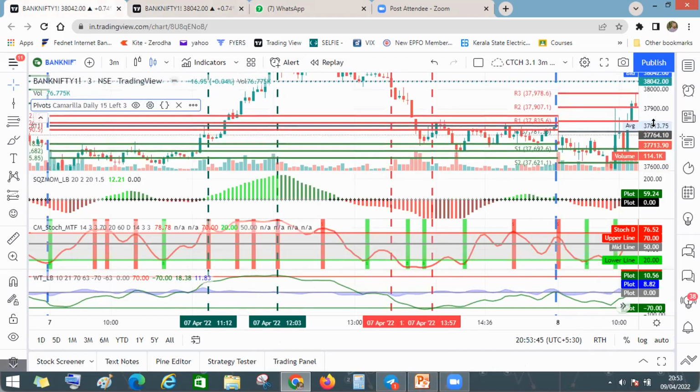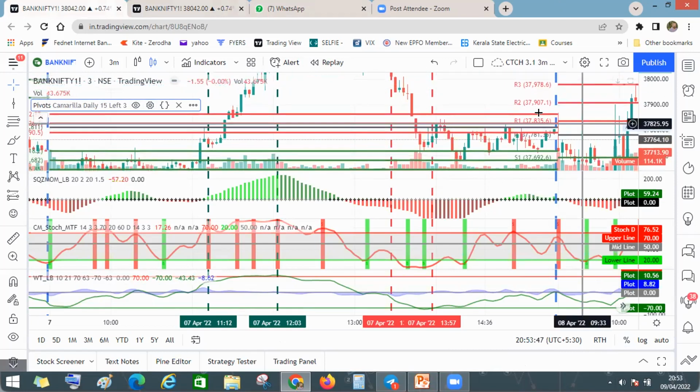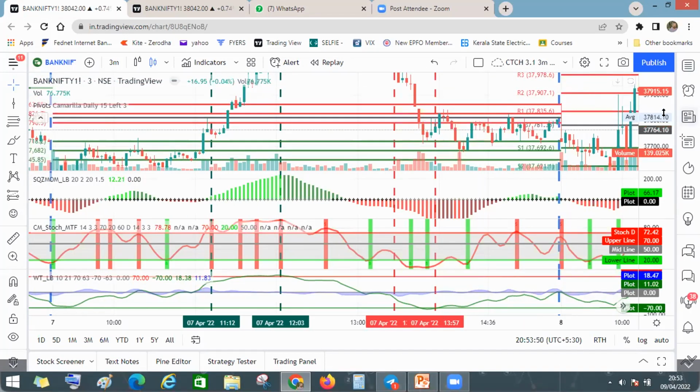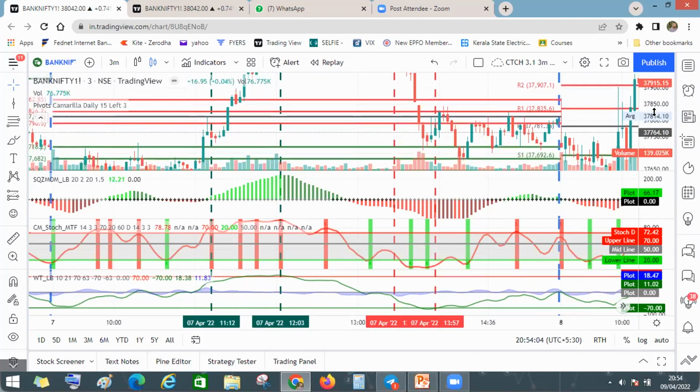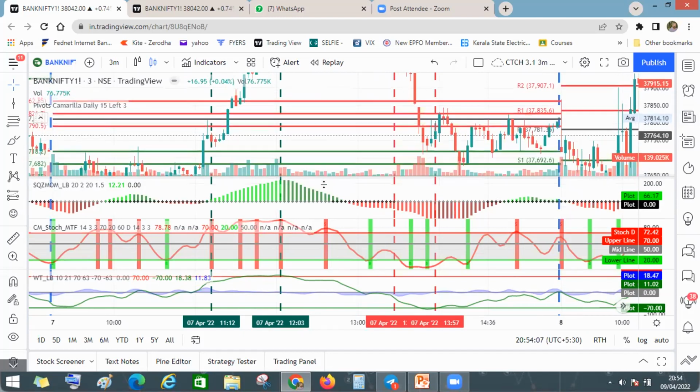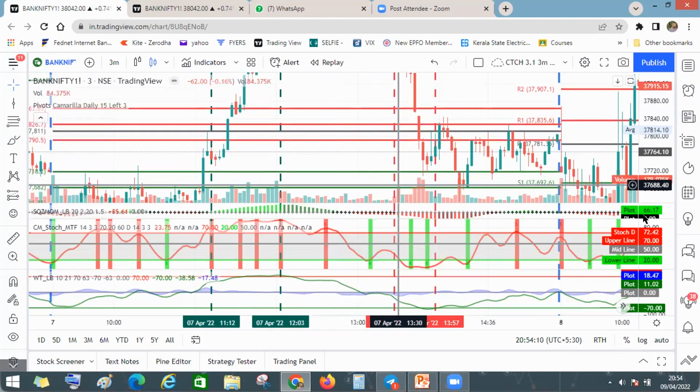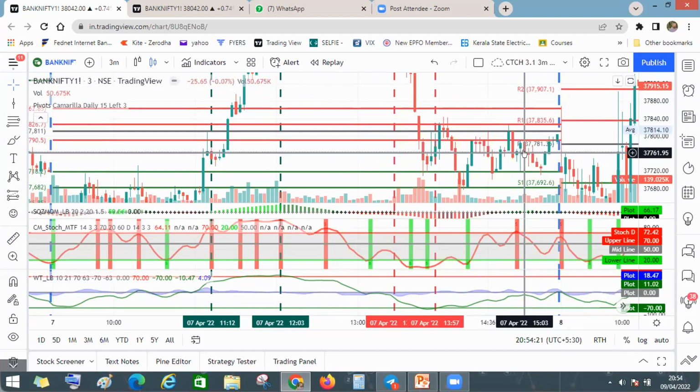Okay. Now look at this, expand that Camarilla thing. See how this resistance and support works. You have to enlarge the Camarilla portion. See the black line, the main line, the support. How many times is it hitting? 1, 2, 3, 4, 5, and going on. And see the red line, the resistance that is coming.